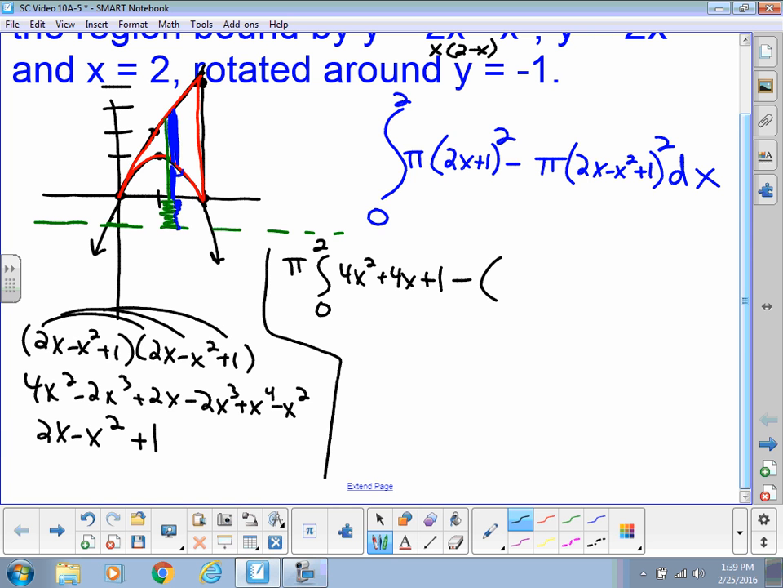plus 1. And if you combine your like terms, we've got 1x to the fourth. We've got a minus 4x cubed, because you had minus 2 and minus 2. We've got plus 2x squared, and that's from the 4x squared minus x squared minus x squared. You have plus 4x, that's from your 2x and your 2x. And then we've got plus 1. So that will be in our second parenthesis here, which we will be negating.